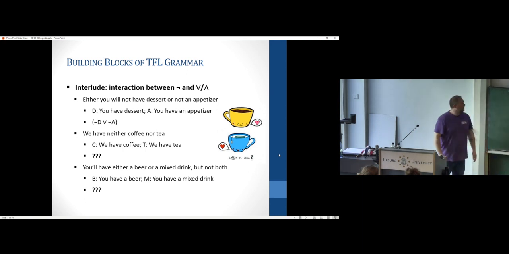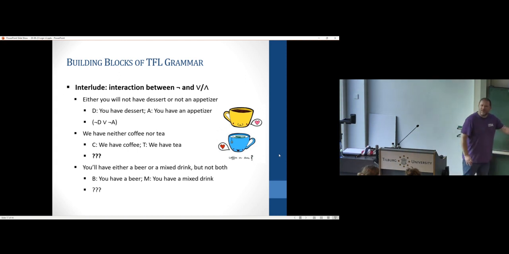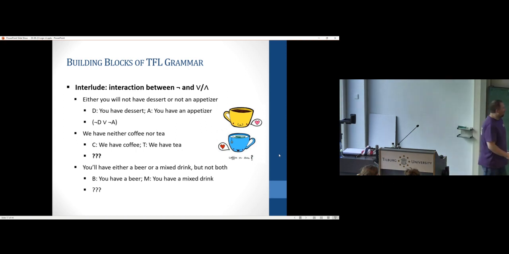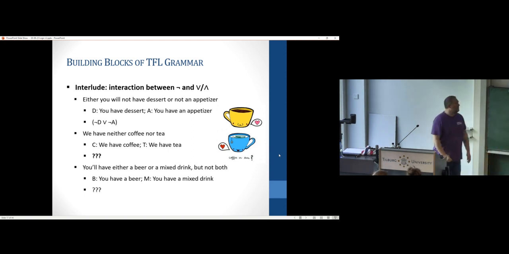Okay? I'm liking it. So let's think. If we're going to go from TFL back to English, how would we say this in English? One way might be we have neither coffee nor tea. What would be another natural way to express this in English? We don't have coffee or we don't have tea. Yeah, right? To be slightly awkward in the English, both and not, right?